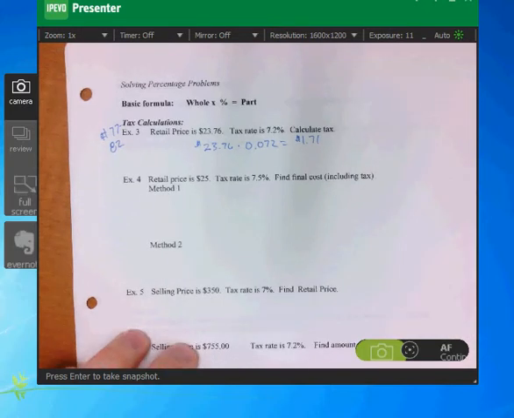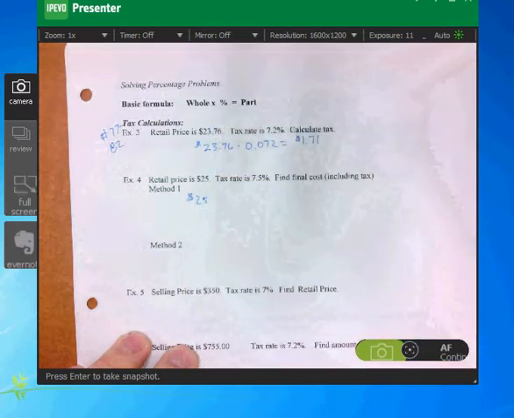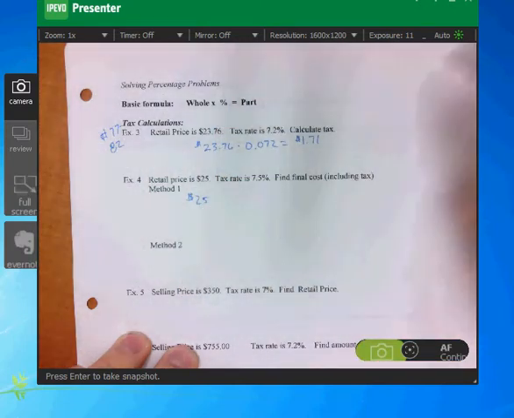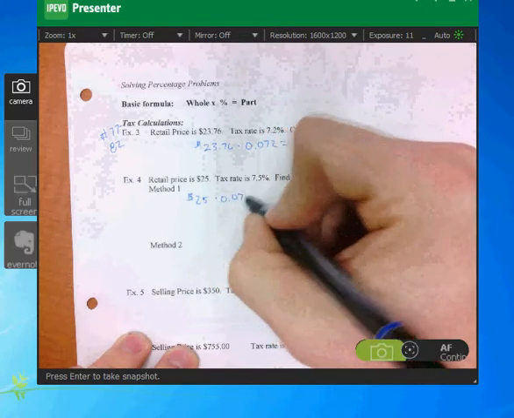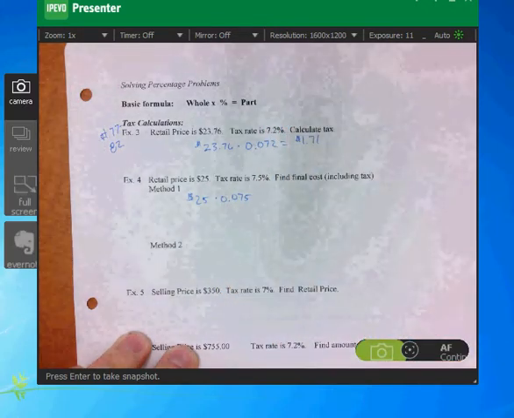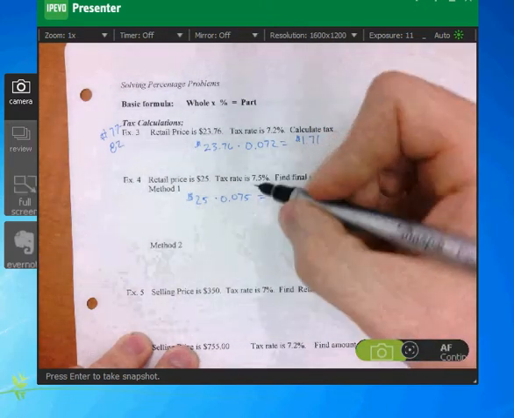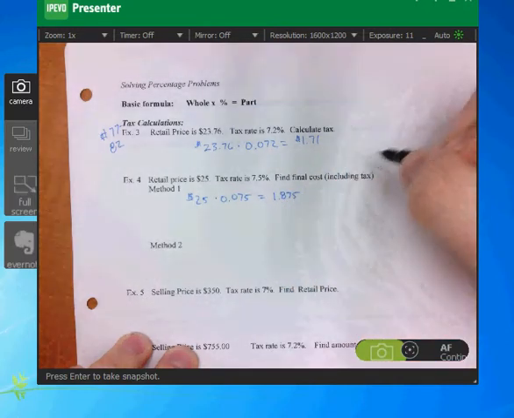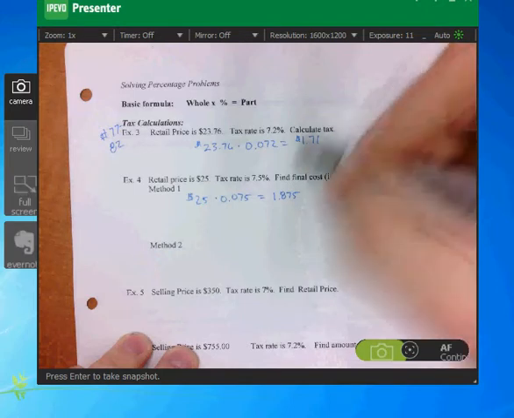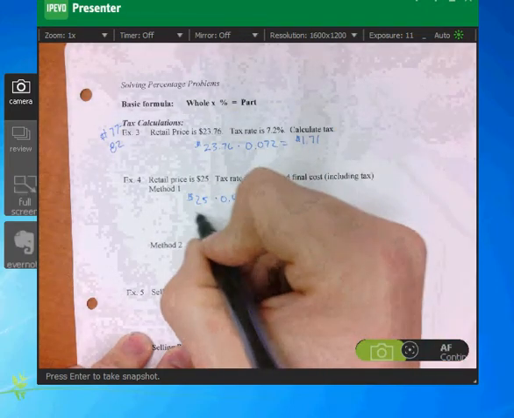Okay, so method one is the one that we just did. We've got our $25. We're going to times that by our percent. That is a decimal. So times 0.075 is going to give us 1.875 if you wanted to leave that number unrounded. And then what we do, that's the tax.